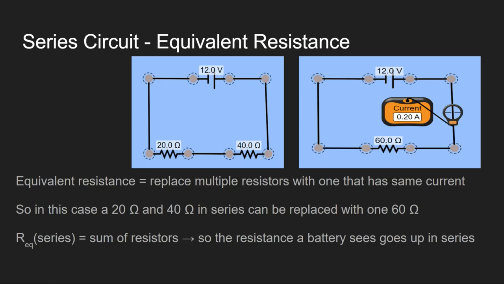So the electrons have to travel through both the 20 ohm and the 40 ohm resistor. So that's a lot more work for it. So the battery sees more resistance coming from the circuit because the electron has more of the resistor to travel through. And so that slows down the current even more.